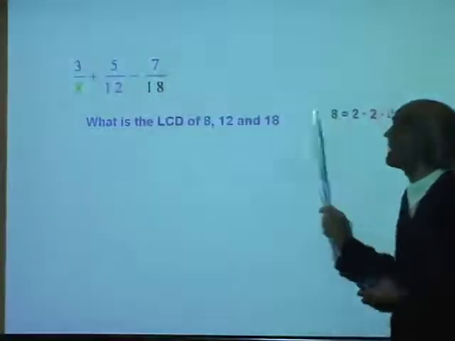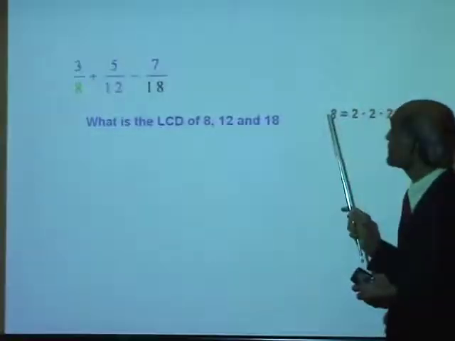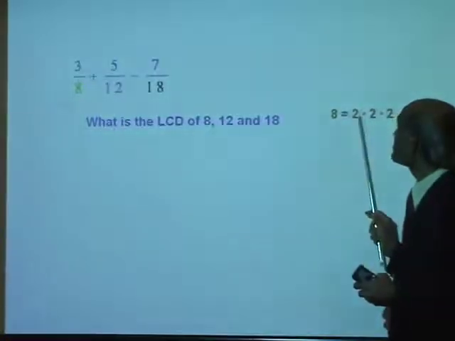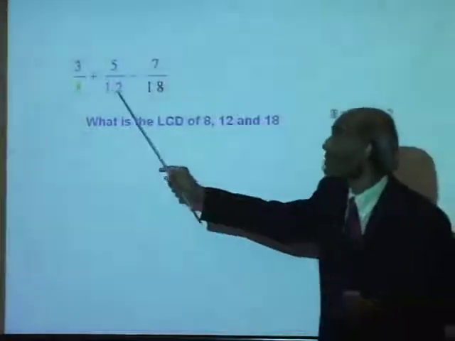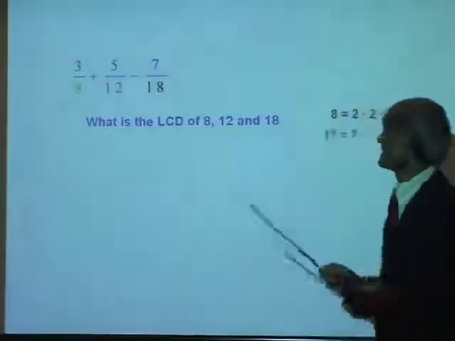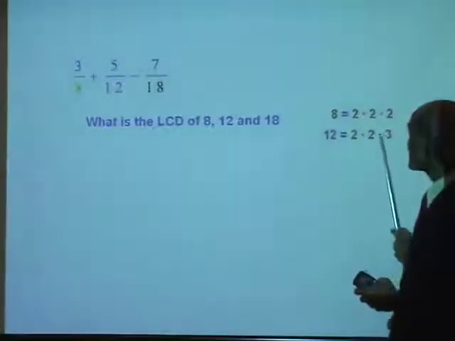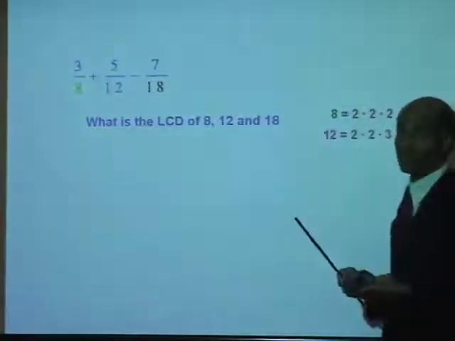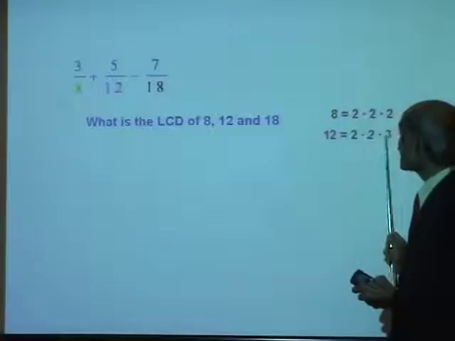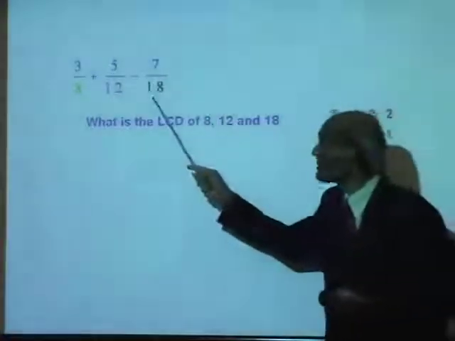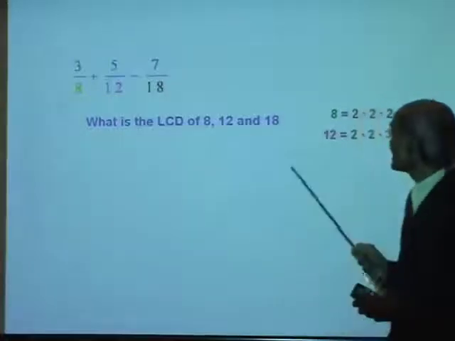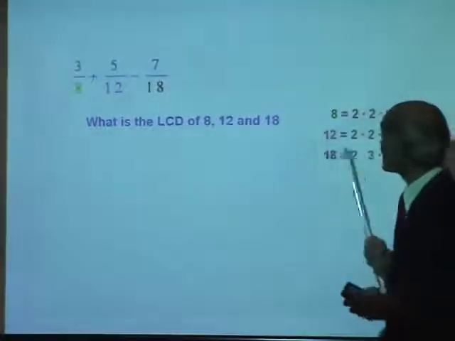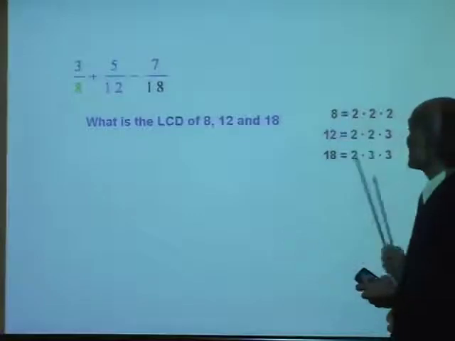Okay, I have taken 8 and factored it. 8 is equal to 2 times 2 times 2. Can you factor 12? 12 is 2 times 2 times 3. Is that right? 2 times 2 is 4 times 3 is 12. Can you factor 18? We did that some time ago. 18 is, alright, 2 times 3 times 3.